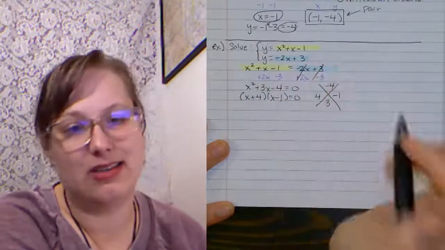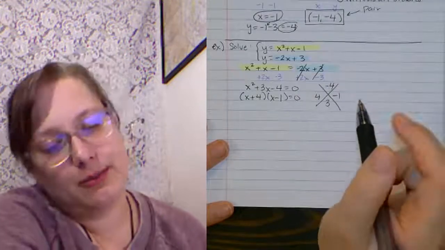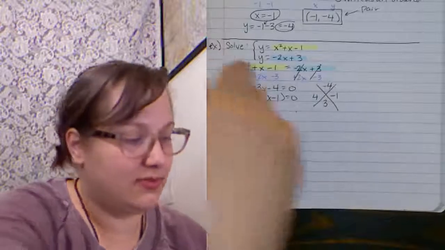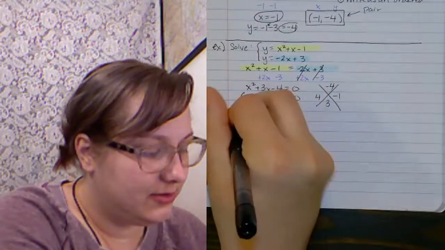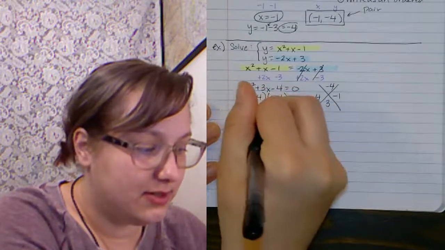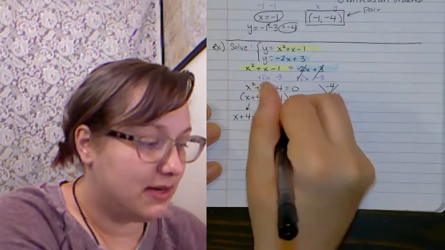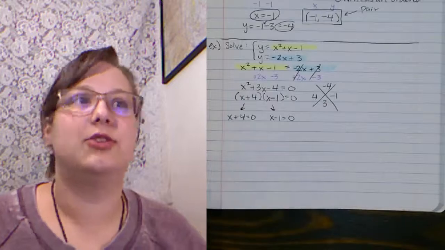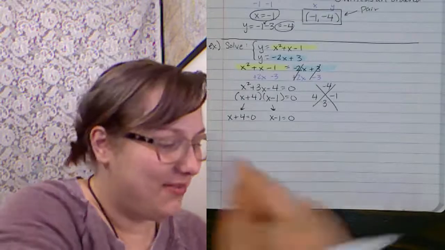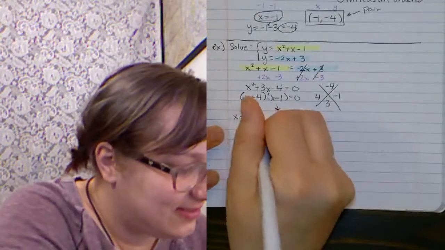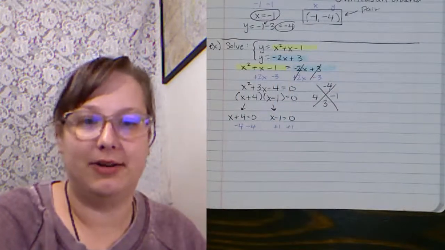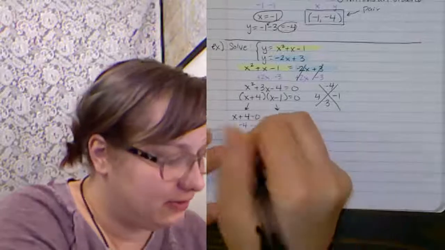Please don't stop here and say the answers are 4 and negative 1. We should know by now that it's opposites of those numbers. Because I'm going to use the zero product property, x plus 4 equals 0, and x minus 1 equals 0. So when I solve those, I'll show you the steps. When I solve those, I just like to do them both at the same time as I have my pen out, but you can do them separately if you want.